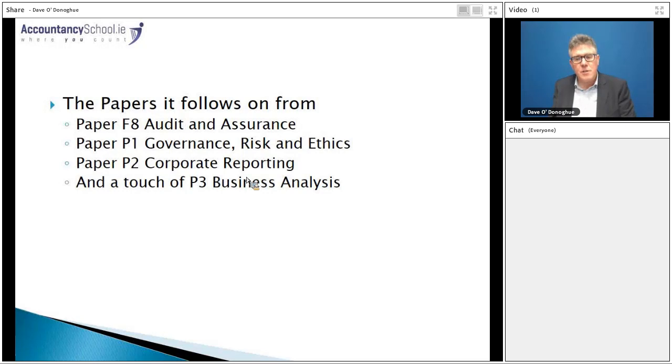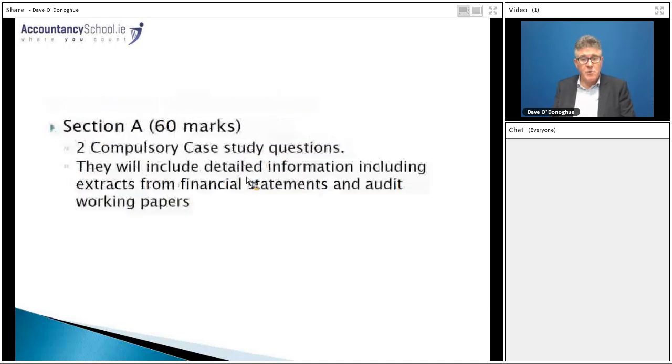And there's a small bit of P3, because in P7 we're often put in a scenario where we're running a business, and we may need to use some of the ideas we've picked up in P3 in those types of questions, but only rarely. The exam paper itself is made up of 2 sections, Section A and Section B.